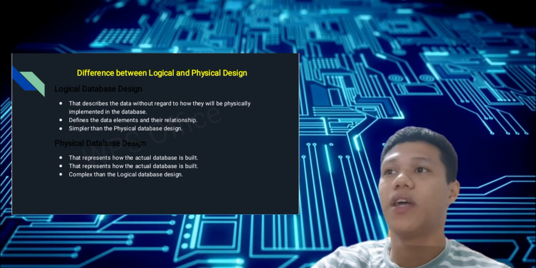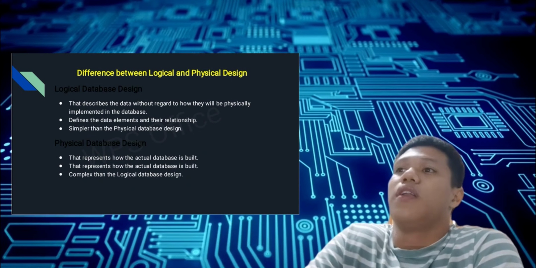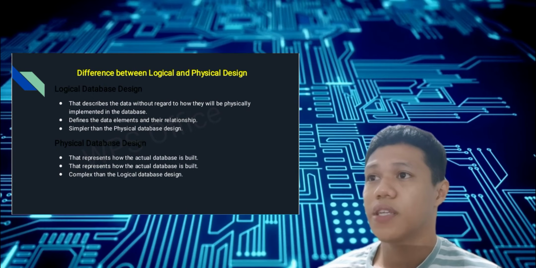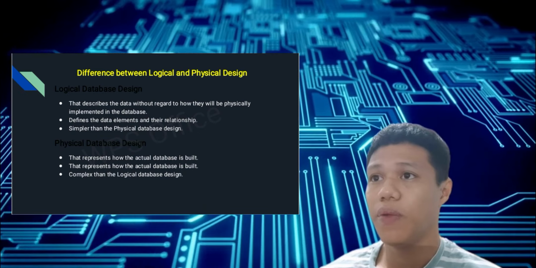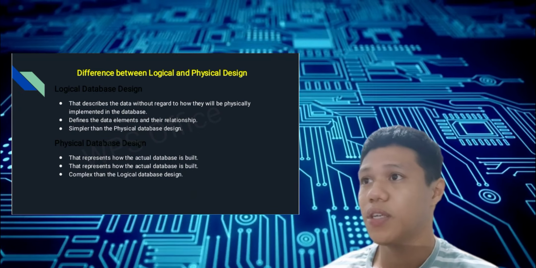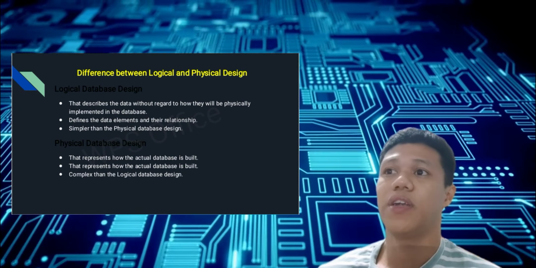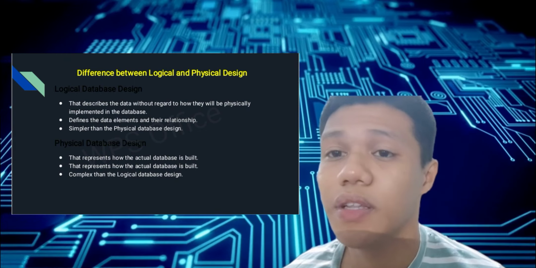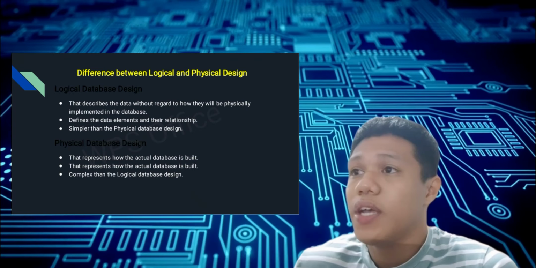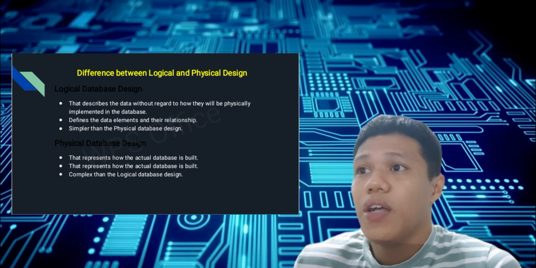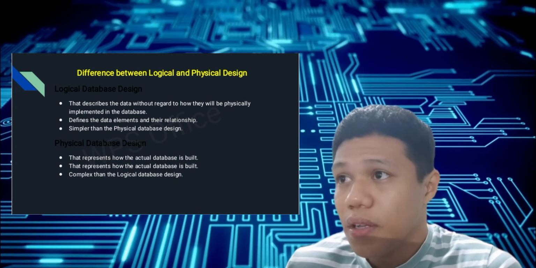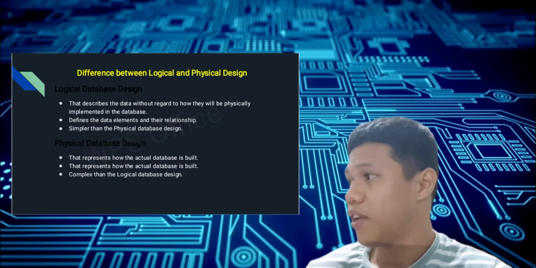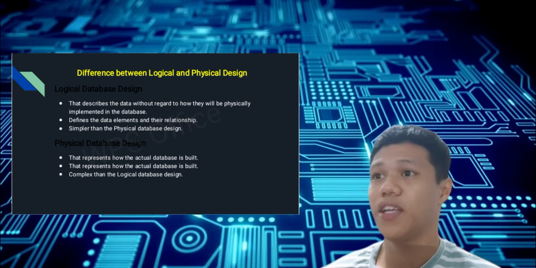The difference between the logical and physical design. Logical database design or logical design describes the data without regard to how they will be physically implemented in the database, and defines the data elements and their relationships, and is simpler than the physical database design. While the physical database design represents how the actual database is built, and is more complex than the logical database design.